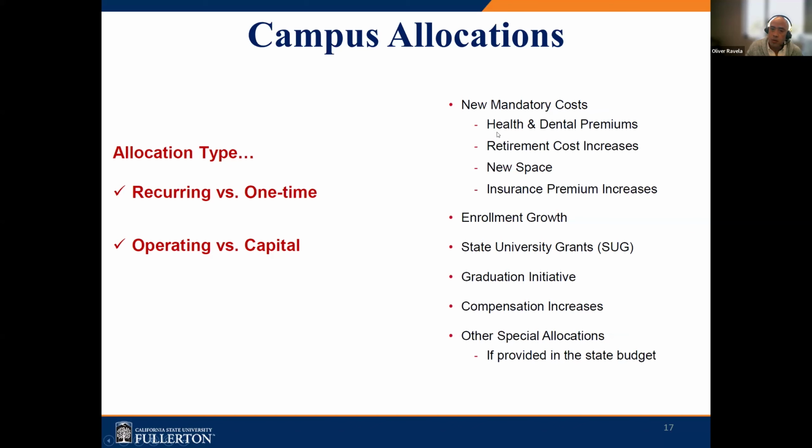The system would also allocate to universities any mandatory cost increases, like increases related to employer-paid benefits like health and dental and retirement, any cost increases as they relate to new academic facilities coming online, new space, and any increases to risk premiums. The system will also allocate to the university a share of enrollment growth.